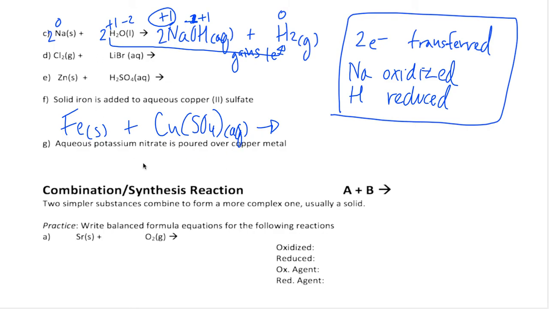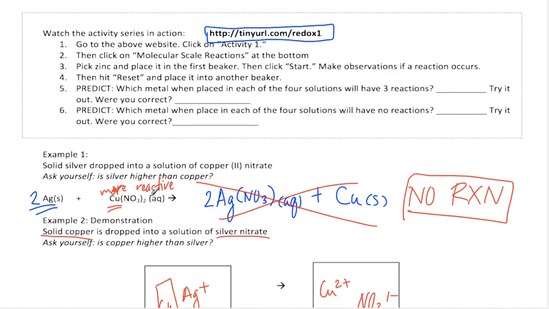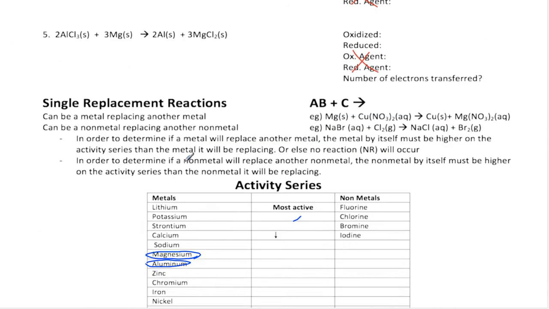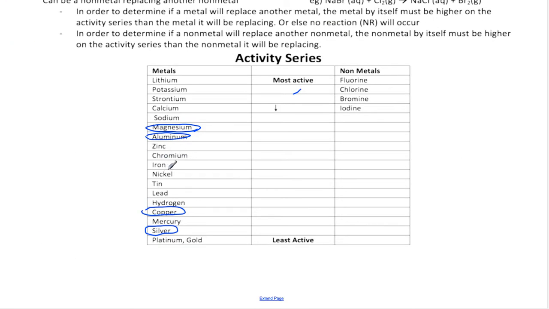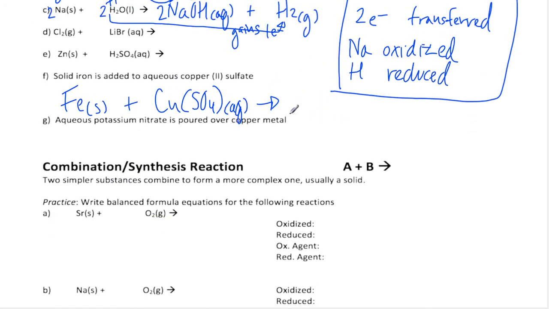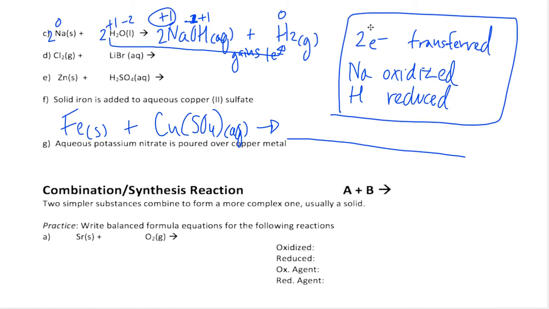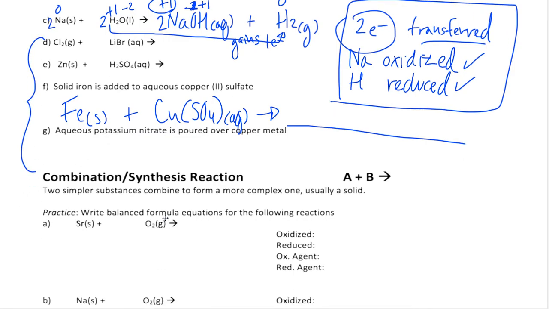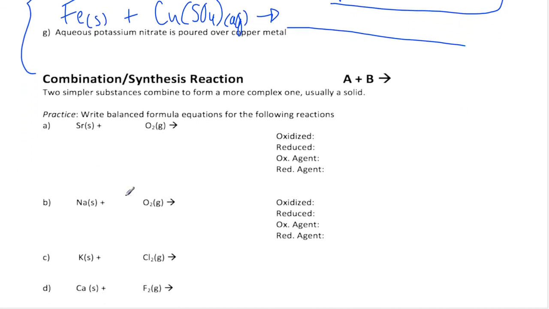Look back at your activity series on this page, 2 pages back, and you look at copper, and you look at iron. Here's copper, here's iron. Iron is more reactive, so if iron is a solid, you should see a reaction, and iron is a solid, so yes, you should see a reaction. So go ahead and try. Write this out, find the number of electrons transferred, find who's oxidized, who's reduced. Do that for these 1, 2, 3, 4 problems. Try that out. I'll answer them for you in class if you need.